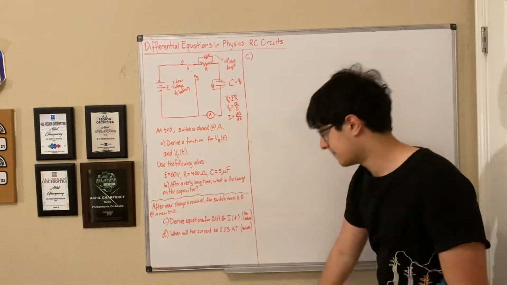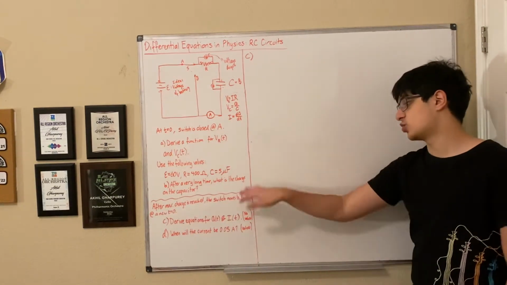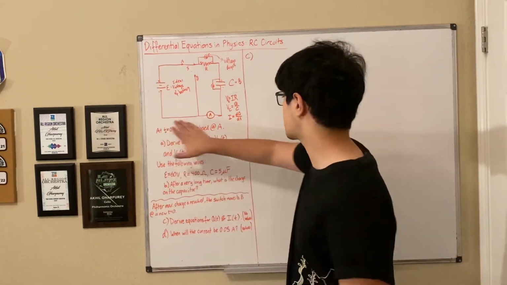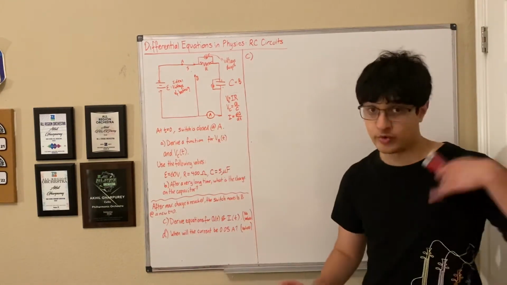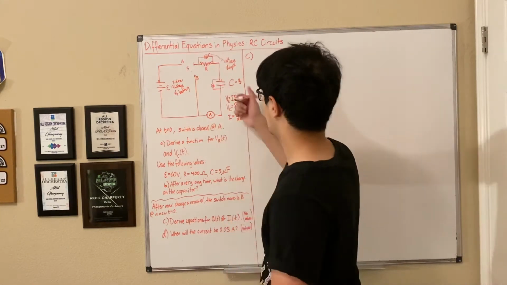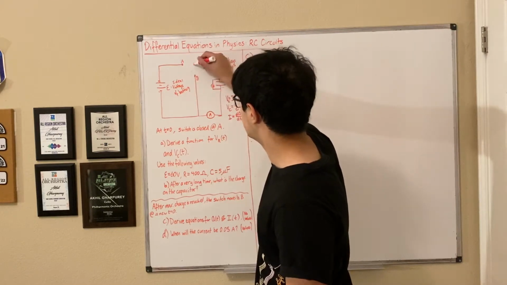So part 2. After maximum charge is reached, the switch moves to B at a new time t equals 0. So essentially, disregard this time t equals 0. We're restarting the timer here, and we're restarting this timer when the switch is now at position B.